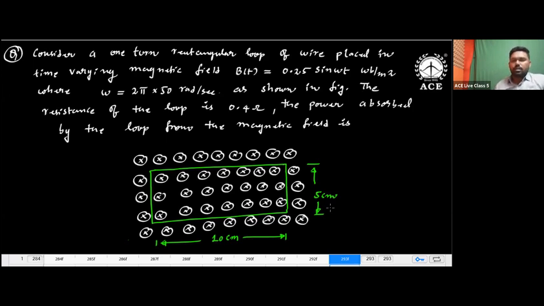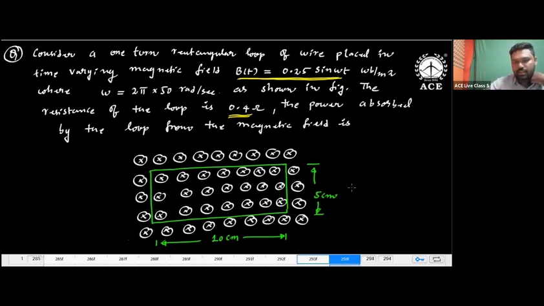Fine. Now, here a scalar quantity is given. Let me highlight it. It is a single-turn loop. Flux density is given, but it is a scalar quantity. You can just multiply with this area so that you will get the magnetic flux. After that, you will get the voltage, and the resistance of the loop is given. He is asking the power absorbed by the loop from the magnetic field, that means he is asking the average power. Obviously, power calculations means you have to do the average power. So fine, do this one.